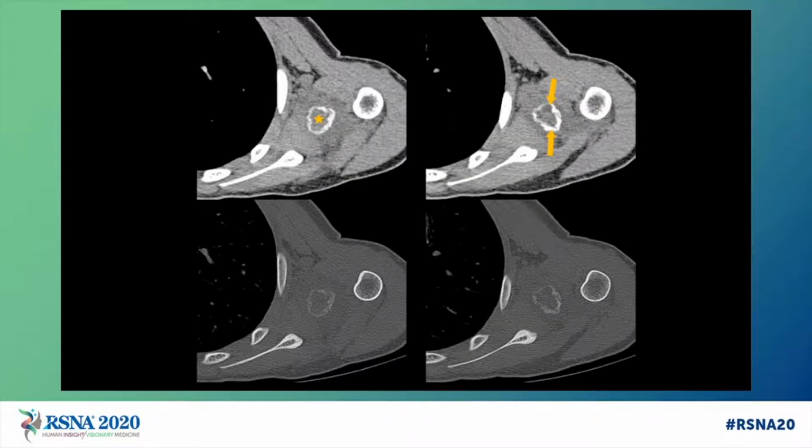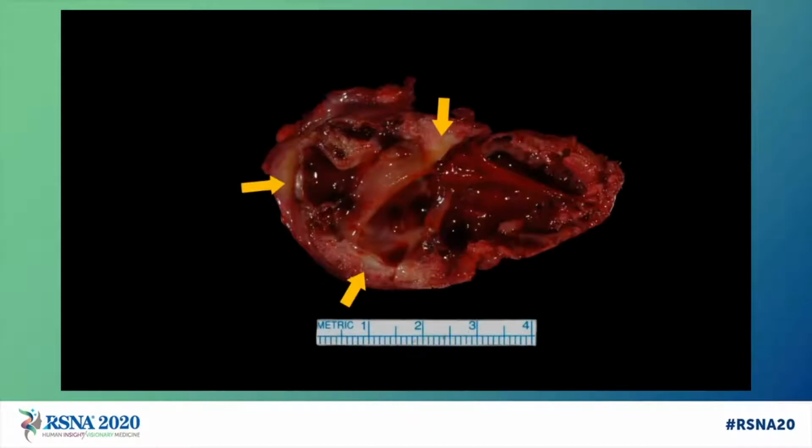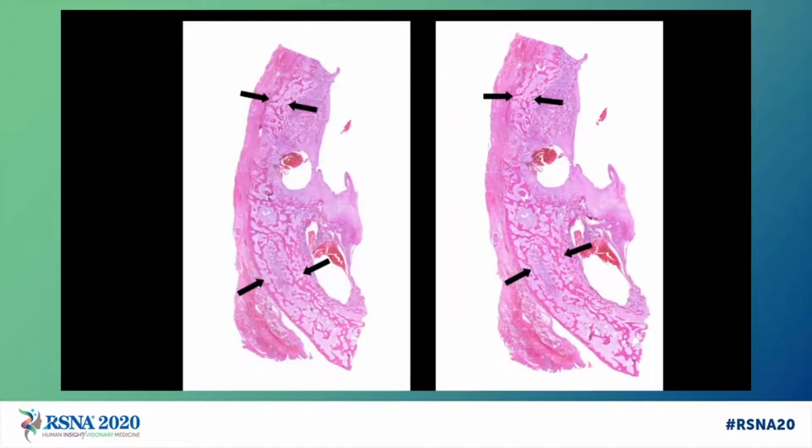In this case, we can see that nicely developed complete rim of peripheral ossification. That subtle, low attenuation second zone of edema is also identified. The gross specimen also shows the peripheral rim of ossification. The peripheral rim of ossification is also seen histologically between the arrows.